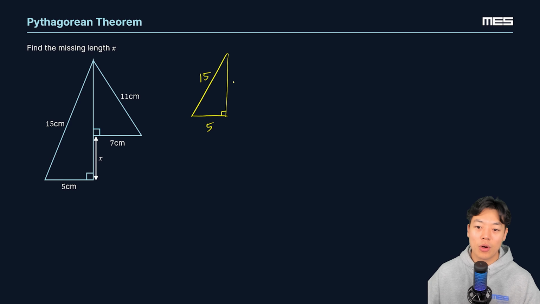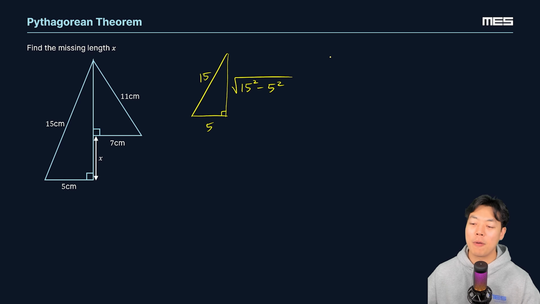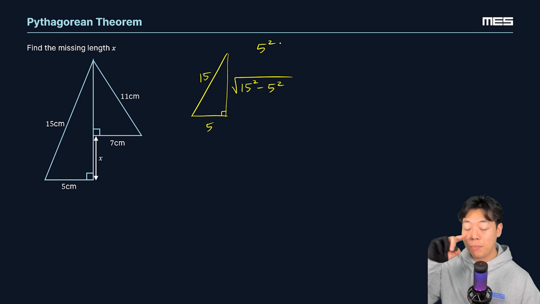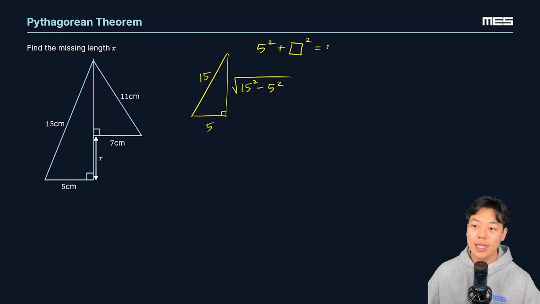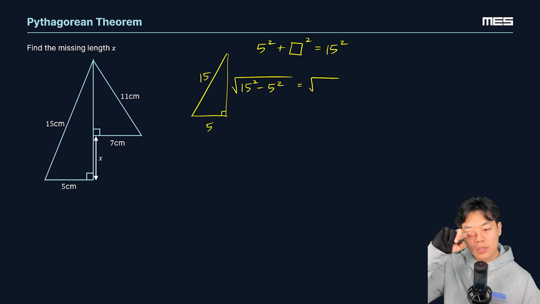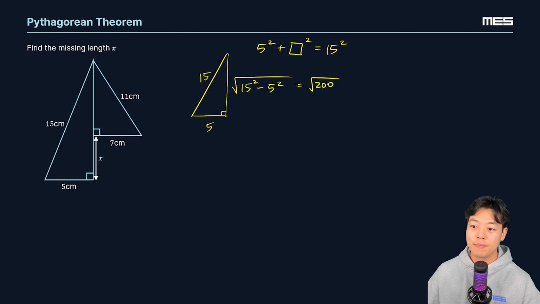Let's solve for this unknown. This unknown will be the square root of 15 squared minus 5 squared. Now, where did I get that from? I got this from plugging in 5 squared plus our unknown squared is equal to 15 squared. I subtracted 5 squared from both sides and then square rooted to get whatever that empty box will be. This equals the square root of 15 squared is 225 minus that 25 gives us 200, which is 10 radical 2.